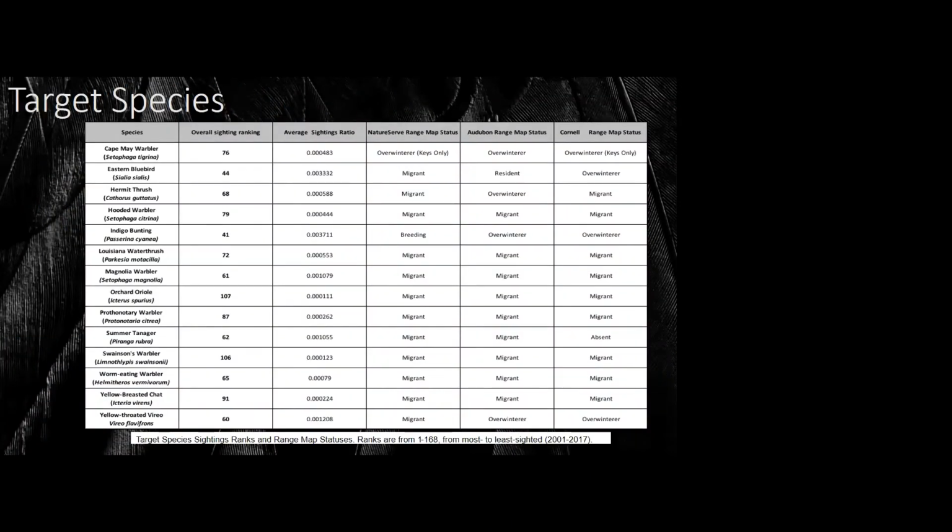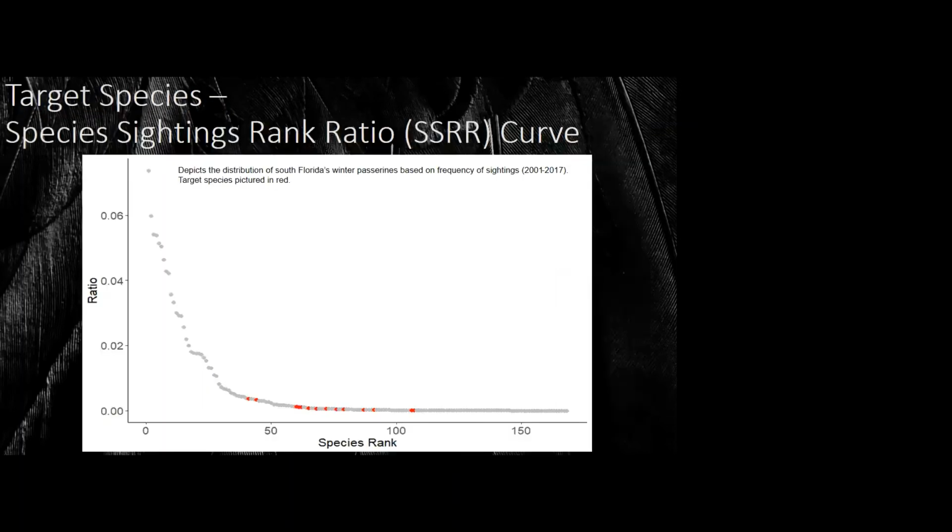And this is just a graph looking at the average sighting ratio of my target species and the frequency of their sightings during the winter and how they were categorized in terms of their South Florida presence by the NatureServe range map, Audubon, and Cornell. And I'll go over each of these species so we can kind of breeze through that.